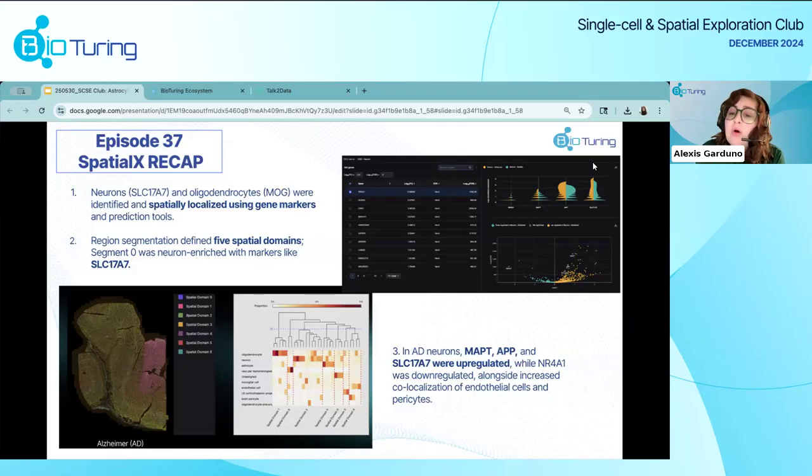Other results we gathered, if you have an interest in Spatial X and are looking into analyzing spatial imaging data, involved looking at Alzheimer's disease neurons and specific transcription factors that are downregulated and have an increased role in the co-localization of certain cell types, in this case endothelial cells and pericytes. These are things that we covered last week. If you have an interest in Spatial X or spatial transcriptomics analysis and you're new to that field, you can look at our previous videos on our YouTube channel as well.